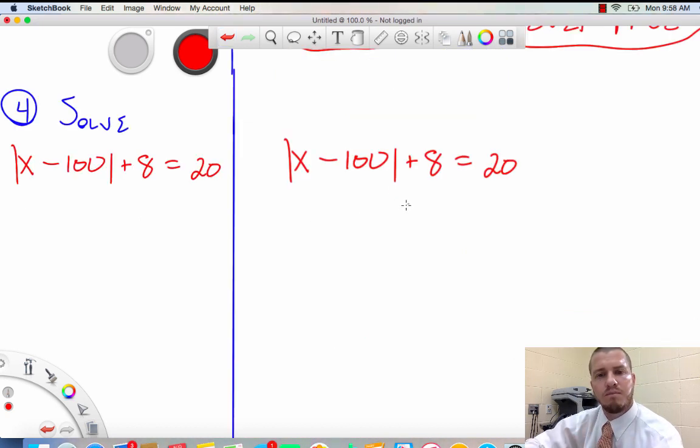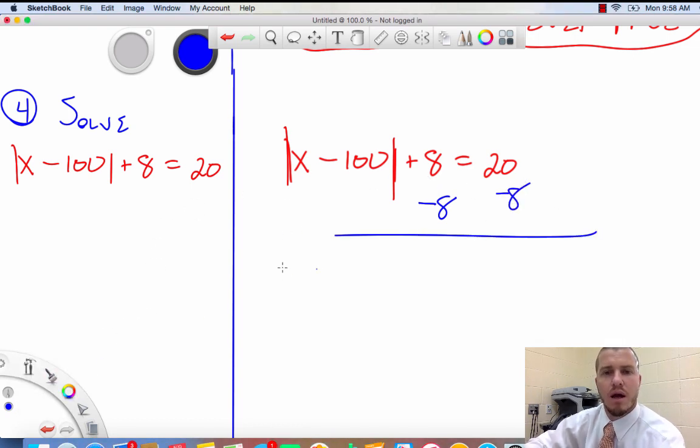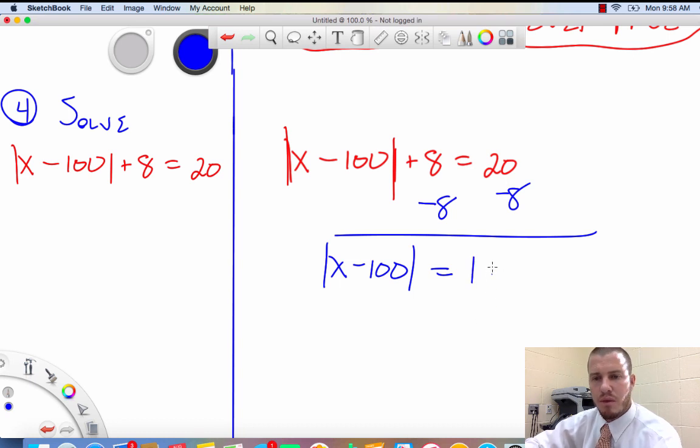Okay, so for this one, we're going to do the same thing. Let's get this absolute value by itself first. So because this 8 is not inside, I have to get rid of that. So we're going to do the same thing. We're going to subtract 8 from both sides. Let me erase that real quick. We're going to subtract 8 from both sides. And I get the absolute value of x minus 100 is equal to 20 minus 8, which is 12.